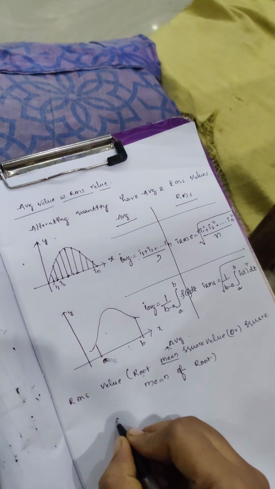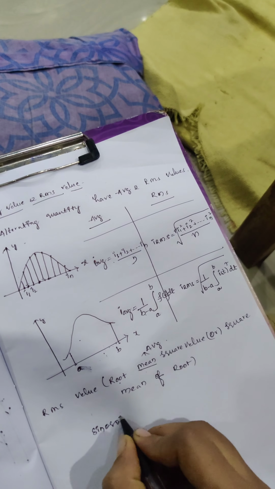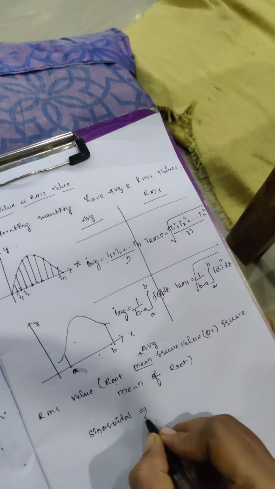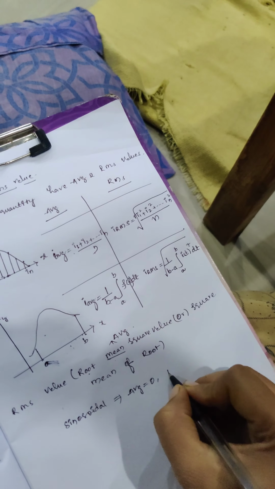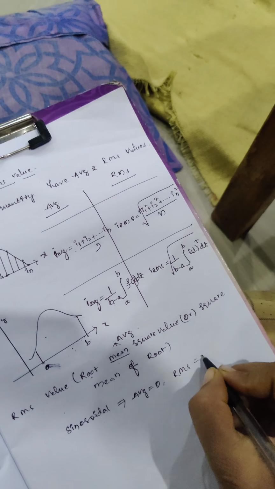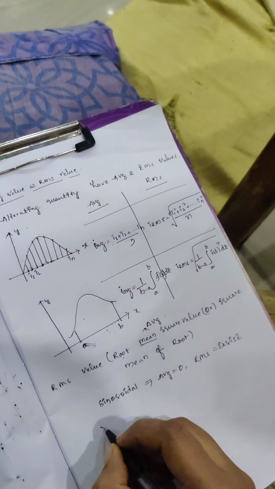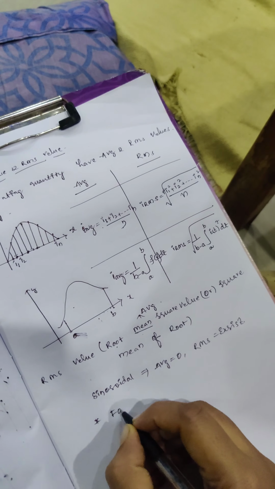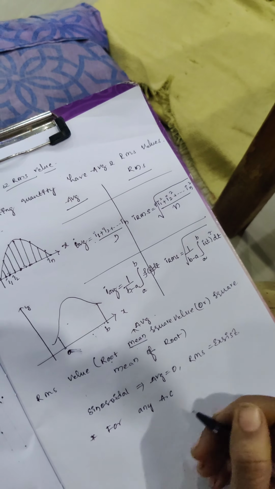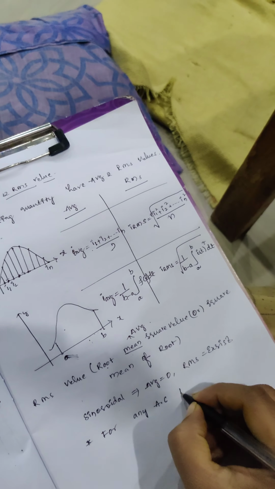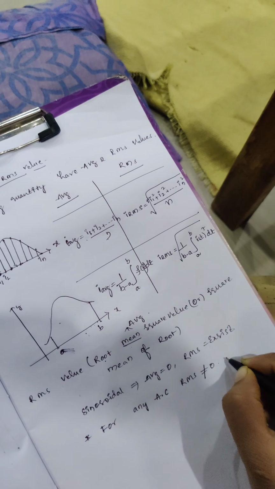So in case of a sinusoidal wave, the average value equals 0, but the RMS value will exist. So we can conclude that for any alternating quantity, RMS is never equal to 0.